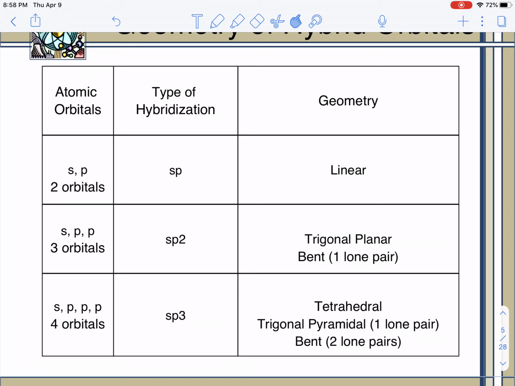So first off, if you put together an s and a p orbital, that is a grand total of two orbitals, right? 1 s, 1 p, you're going to make sp. If you put together an s and two p orbitals, we call that sp2, and we'll actually write this as a superscript. Let's write this as sp superscript 2, but it's a grand total of three orbitals.